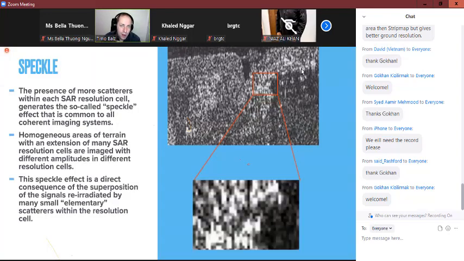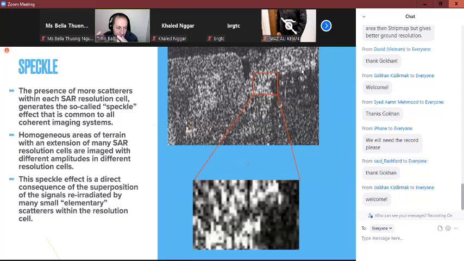Now we have to talk a bit about some more annoying things, like speckle. What is speckle? Speckle is what makes these SAR images so ugly. I have to say they're not very beautiful and not very nice to work with. Speckle comes from the fact that we have several scatterers in one resolution cell, in one pixel, and that's called speckle.